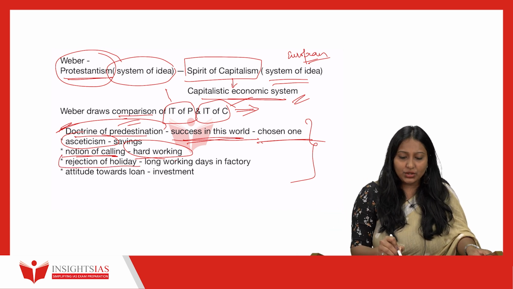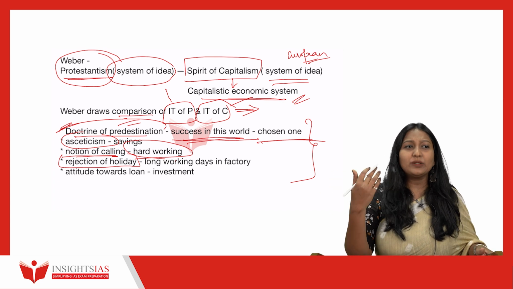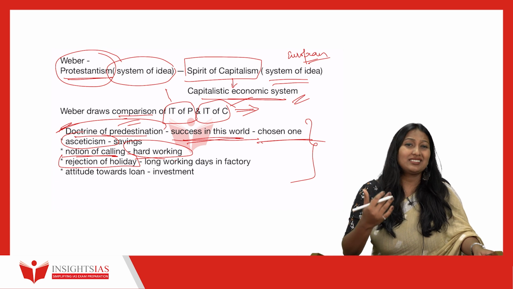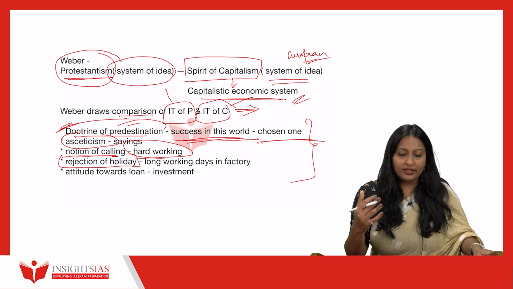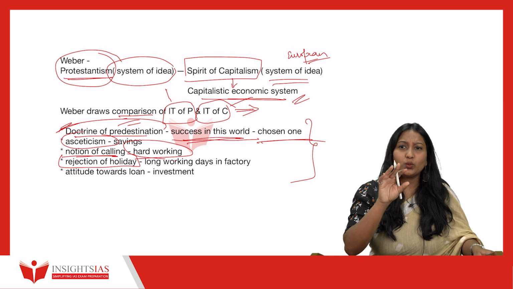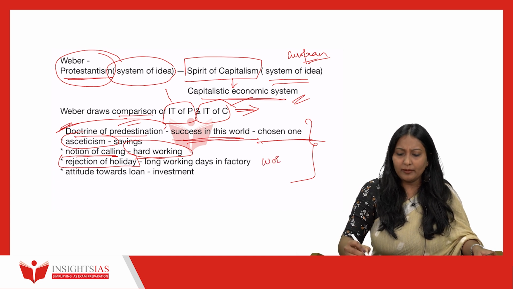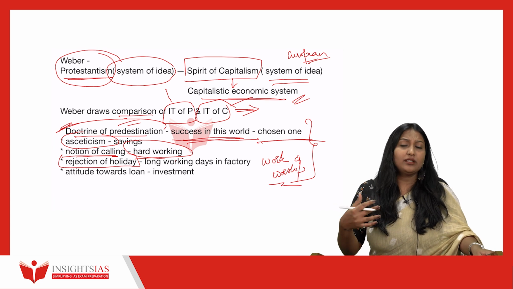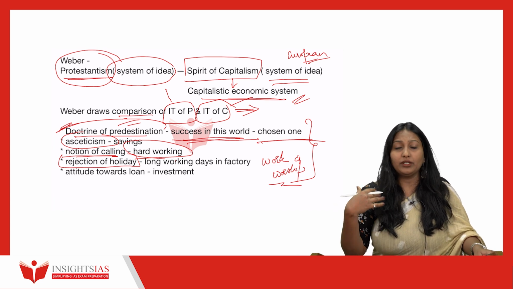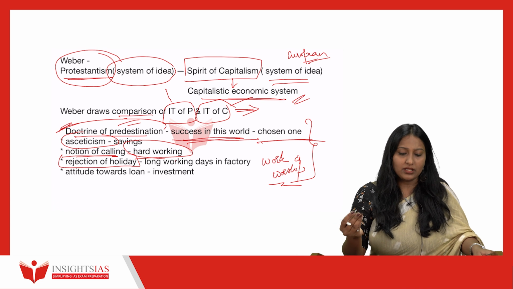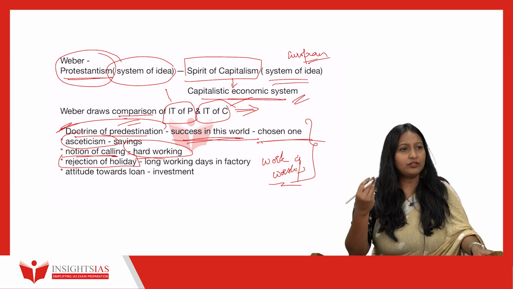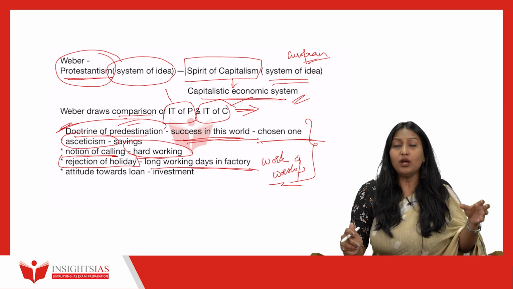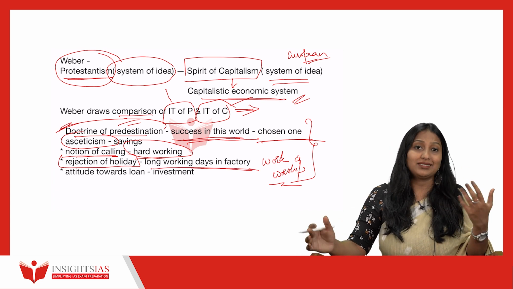The next is rejection of holidays. Catholics had too much of extravagant holidays, too much of extravagant festivals. So Protestants did not believe in all these things. What did they do? They believed that work is worship. They had a work is worship principle. So they believed in working more than taking holidays and celebrating festivals. So this was also one of the key characteristics of capitalistic society. Even capitalistic society wanted people to work long hours in the factory.